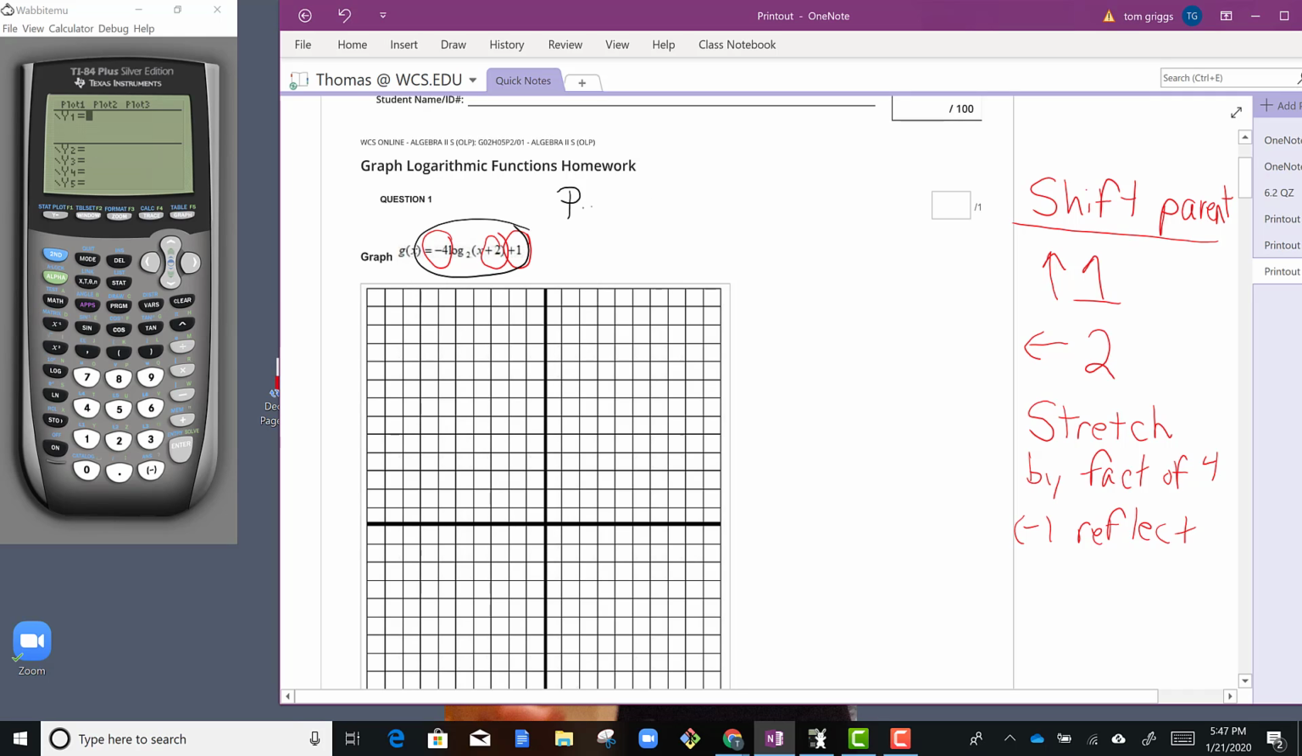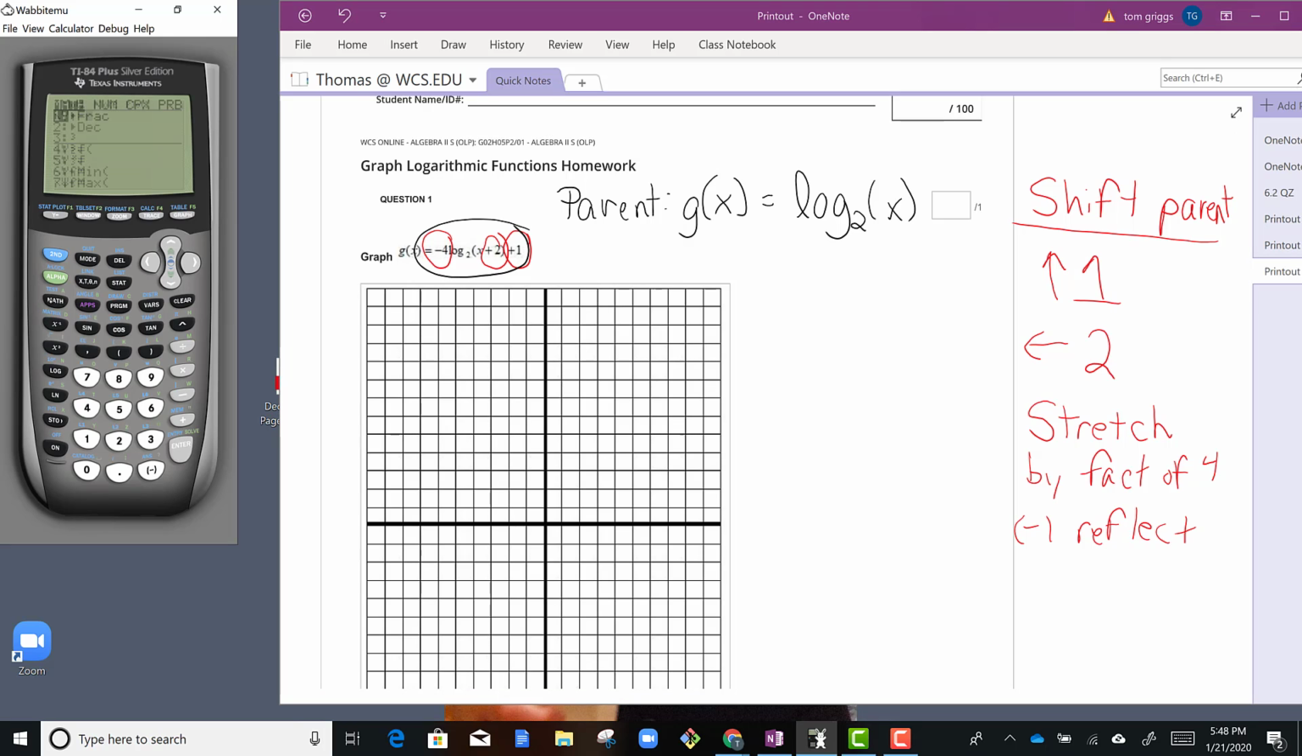The parent, which we're going to graph both of these in the calculator here in just a second, is g of x equals just log base 2 x. So that's the parent function we're shifting. The log button is found underneath math. So press math, and you can scroll down and you find log base. You've got to use this because the regular log button in the calculator is only base 10. Of course, this needs to be in y equals.